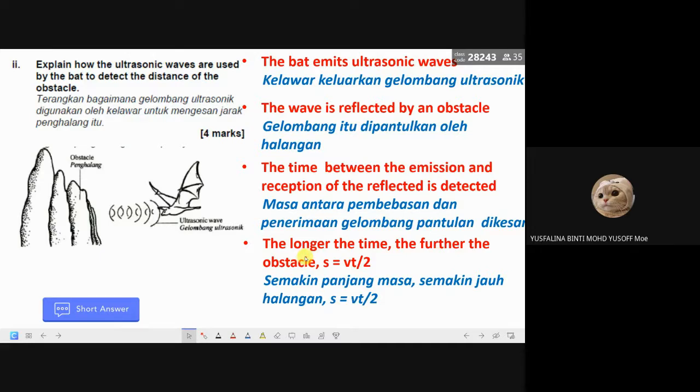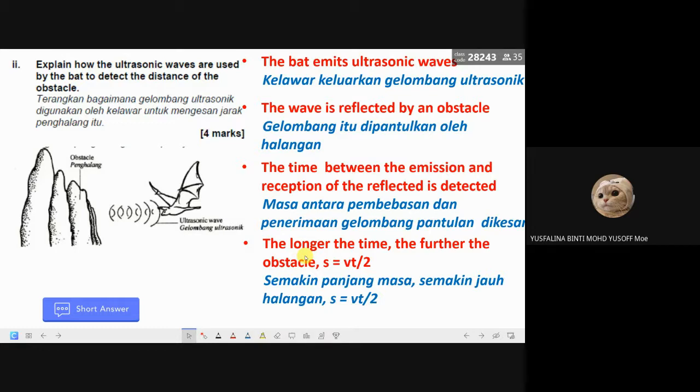So this is basically the principle of how to explain the use of ultrasonic waves in the reflection of waves. The first one, of course, you have to emit the ultrasonic wave. If you use the ship, the transmitter on the ship emits the ultrasonic wave. If you use the bat, the bat emits the ultrasonic wave. So there must be a transmitter. The second one, we have to say that the ultrasonic wave is being reflected. That is the keyword. If you use the ship, the seabed reflects the ultrasonic wave. If you use the bat, the obstacle reflects the ultrasonic wave.